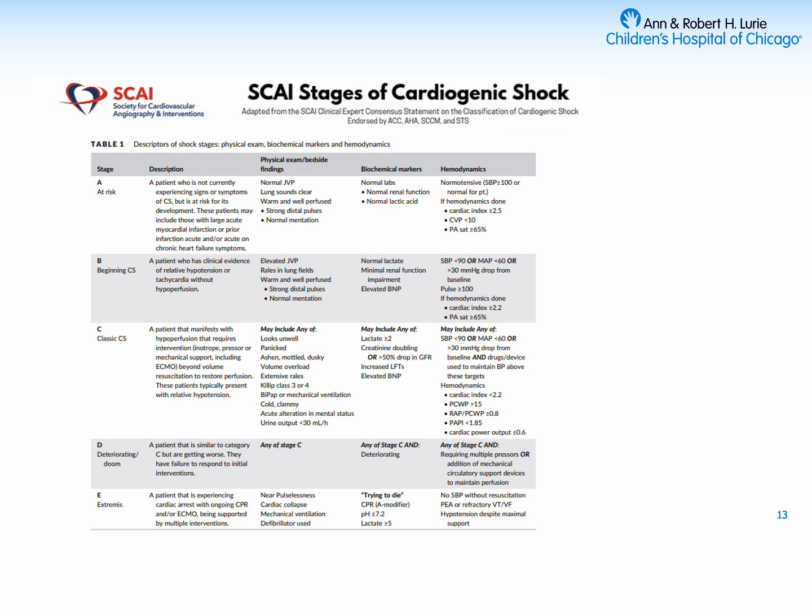They have a table, again, this is for the adult literature, that breaks down the descriptions of the different stages of cardiogenic shock, some physical exam findings that go along with that, biochemical markers, and typical hemodynamics that you see with those stages of cardiogenic shock as a patient may progress.